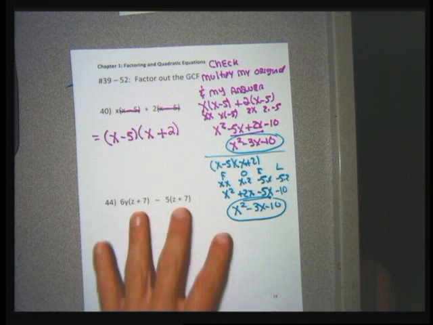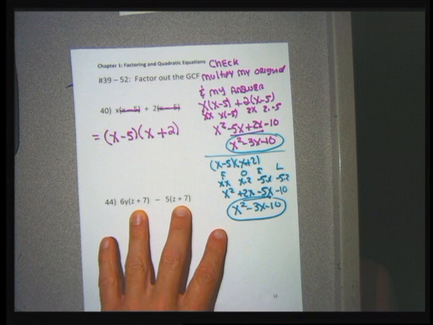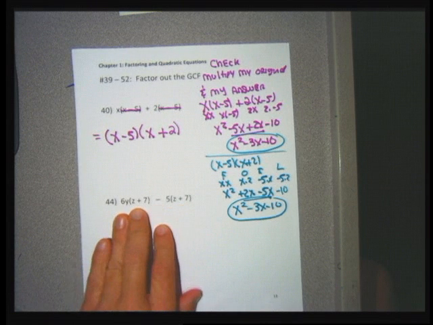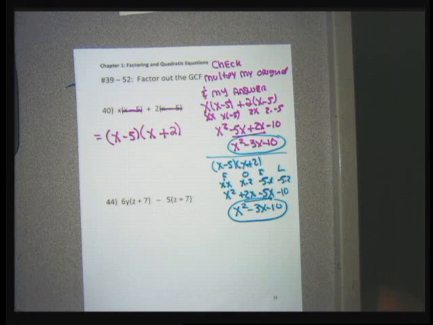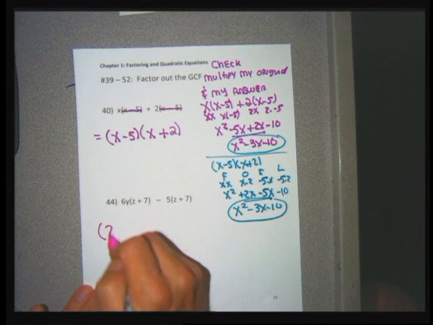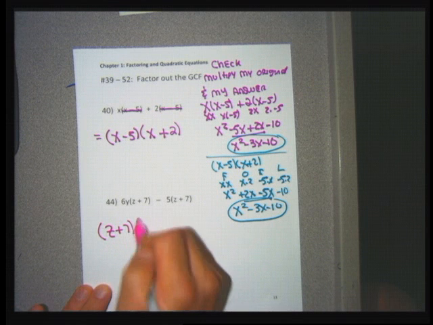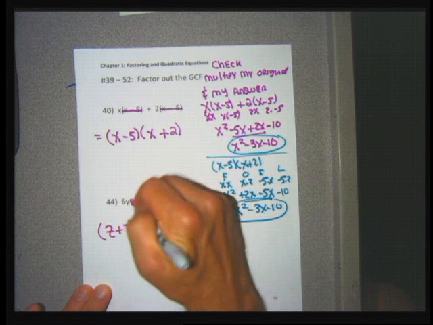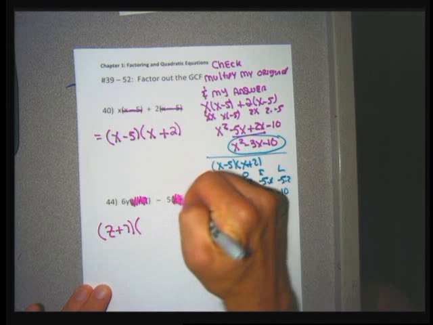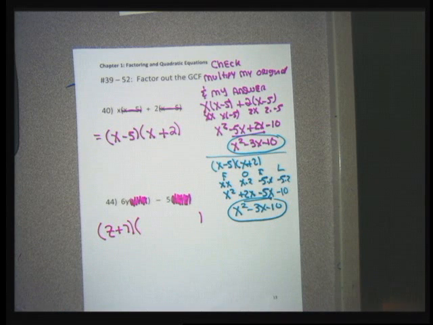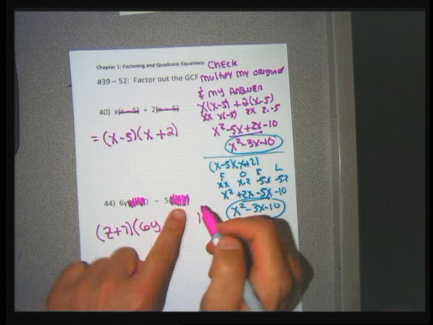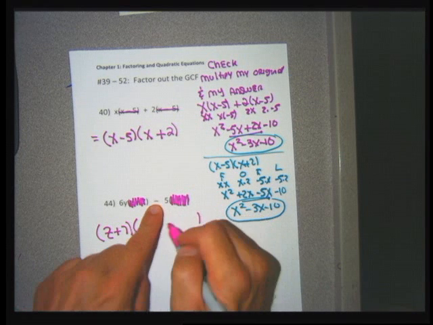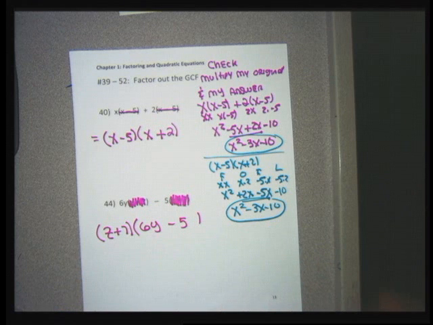So on both pieces here, the first product 6y times z plus 7, the second product 5 times z plus 7, there's a z plus 7 in common, so that's going to be my greatest common factor. When I factor out the z plus 7, I take it away from each piece. When I take the z plus 7 away from the first piece, I'm left with a 6y. From the second piece, I still have the minus 5. So I'd say this factors into z plus 7 times 6y minus 5.